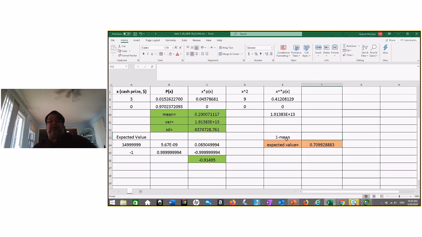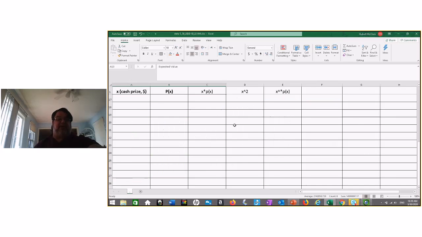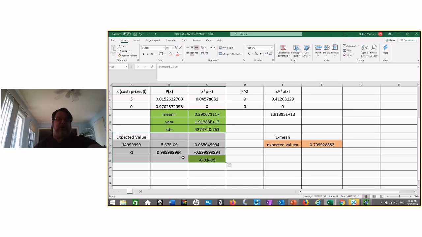And then when they tell you to find the expected value of the insurance, you do this. So I don't know what they're doing. When you find the expected value of a lottery ticket, you got to find the mean. You find the expected value of an insurance policy, you got to do this. So needless to say, I won't put that one on the test.